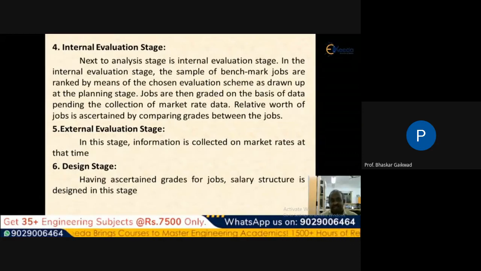Now a salary structure is designed in these stages. I have made an internal comparison and I have made an external comparison. Now I am going to design what the salary is going to be for a particular job.